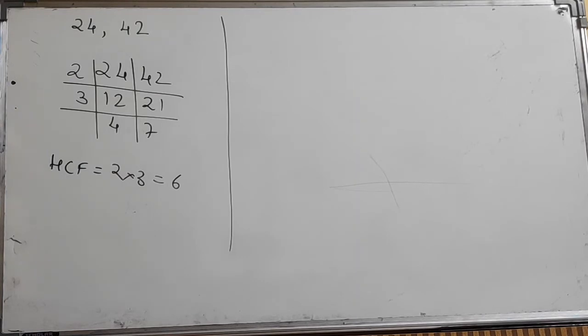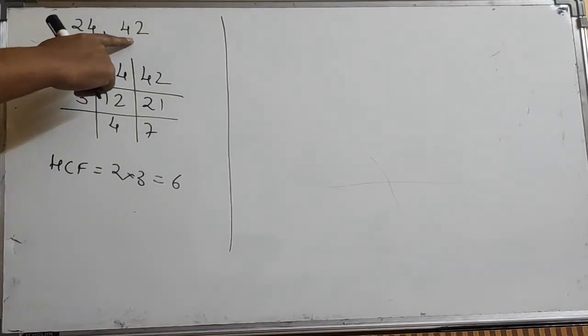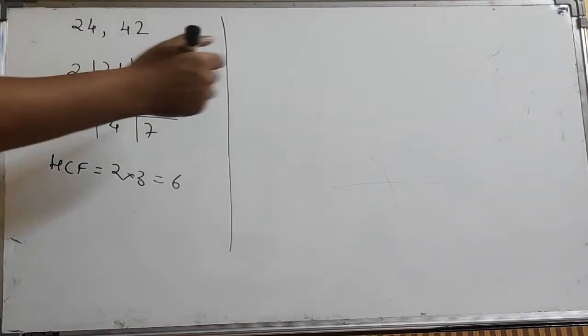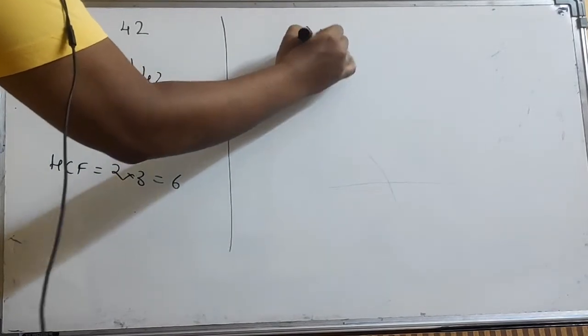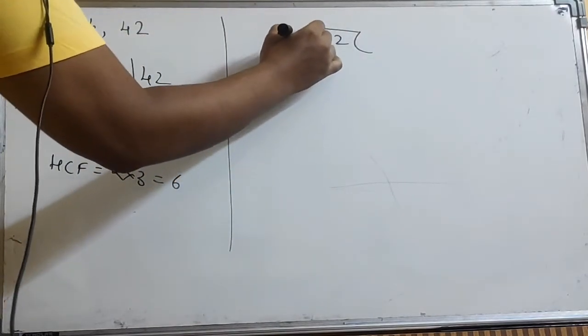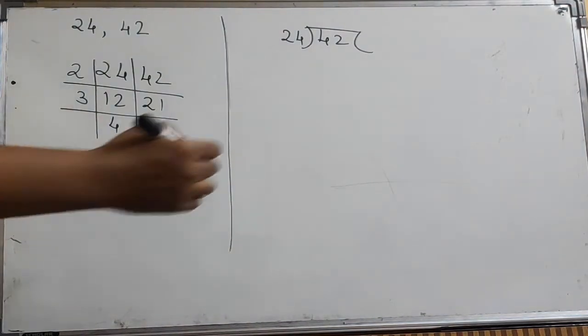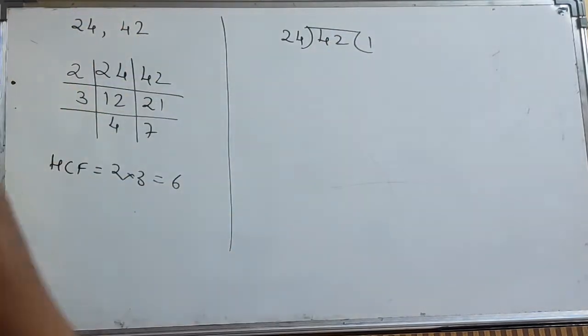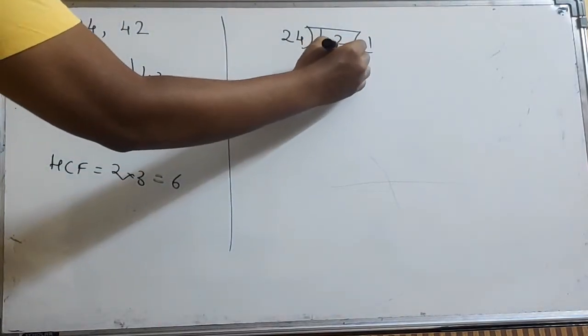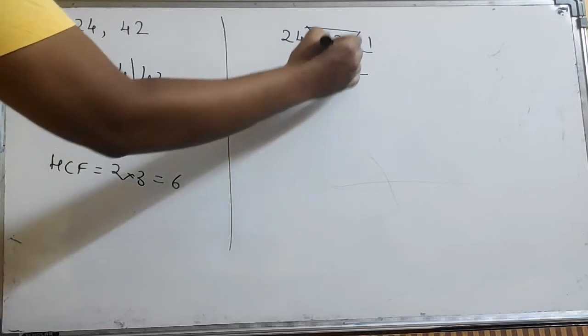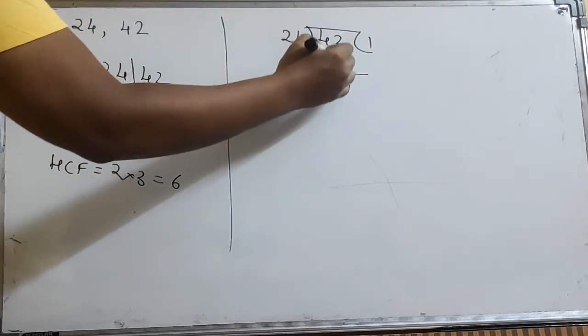So while doing the division method, you have to always divide the bigger number by the smaller number. So let us see which is the bigger number. 42 is the bigger number. You're going to divide 42 by 24. Now 42 divided by 24, start dividing. So 24 ones are 24. So I have 24 over here, minus, 18.